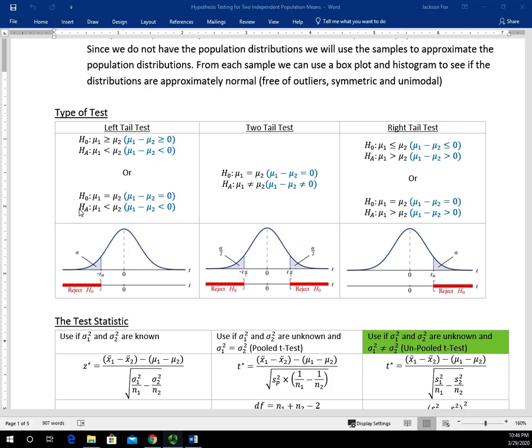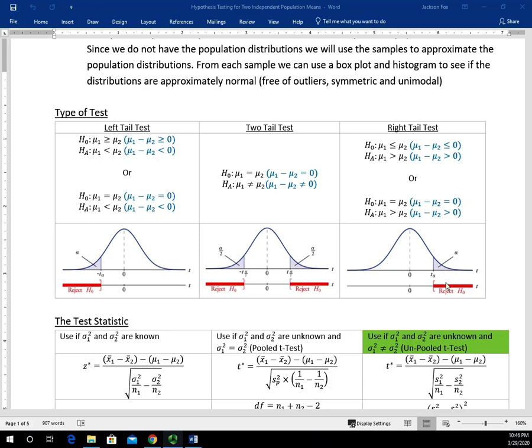And then if you think along that same logic, a right tail test is going to have an alternative hypothesis that says the population mean of group 1 is greater than the population mean of group 2. The arrow in H sub A is pointing to the right, so therefore we have a right tail test. That's going to be our rejection region and our alpha value.